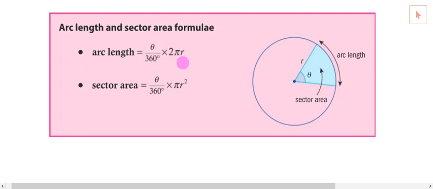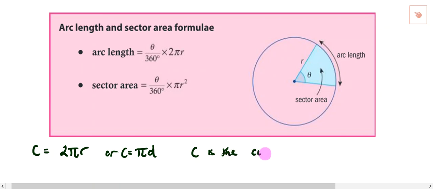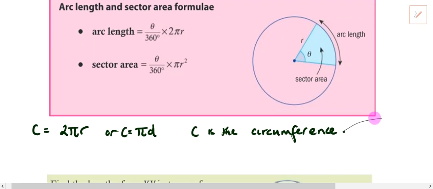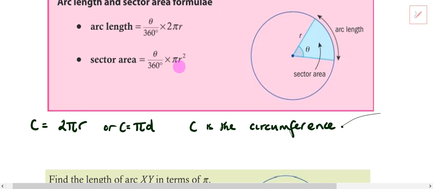2 pi r is for what of a circle? Circumference, yeah? So we know that 2 pi r, or if you like, pi d, is for the circumference. So C is 2 pi r, C being the circumference, another name for the perimeter of a circle. And then we've got the other one here. Pi r squared is for the area of the circle.